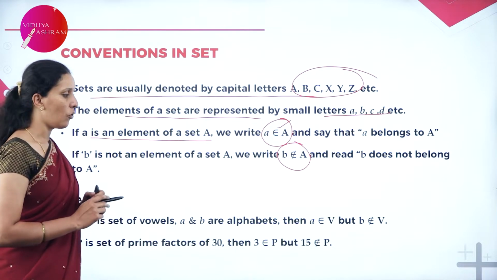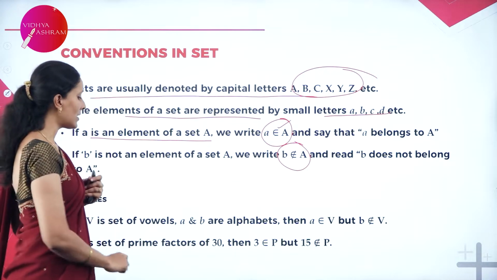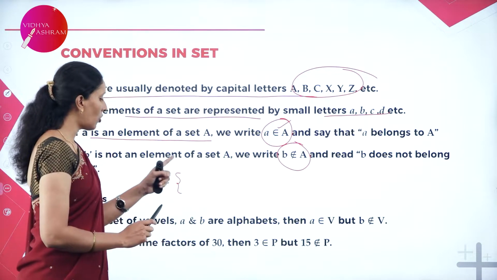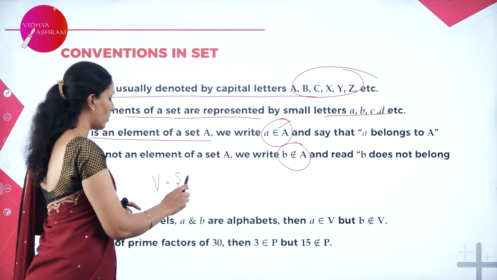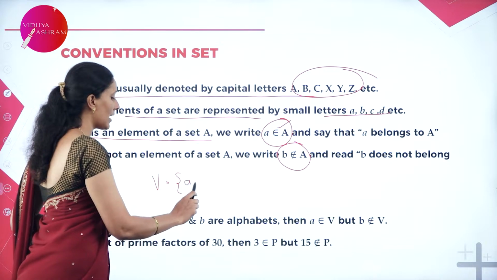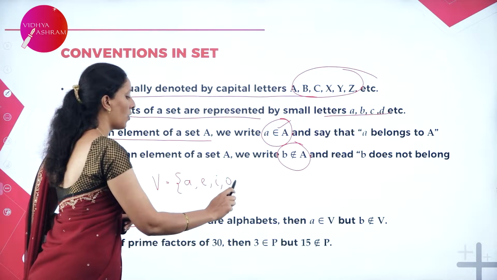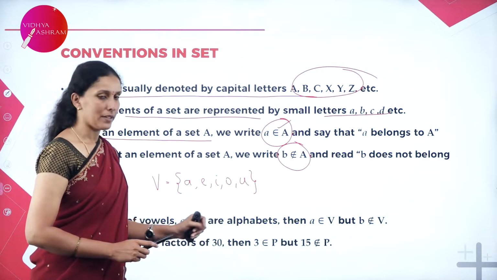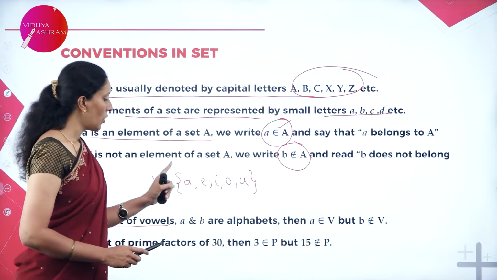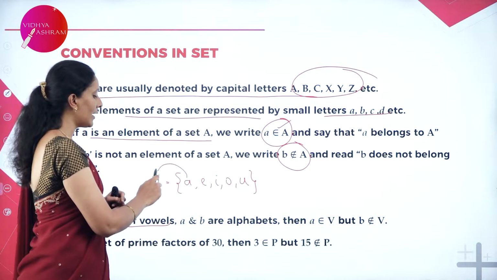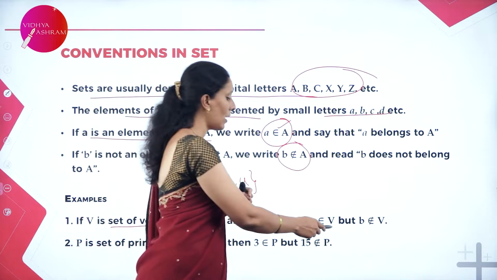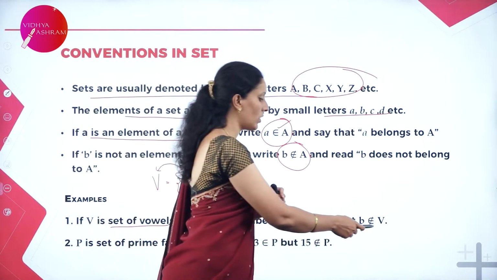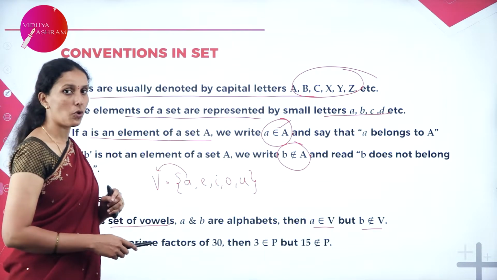Here are some examples. If V is the set of vowels, I denote the set by V, then write each and every element of V using commas. So the set of vowels is a, e, i, o, u. This is the set V. Now suppose a and b are alphabets. We can clearly say a is inside the set V. That is why we denote a belongs to V. But b is an alphabet that does not belong to V. That is why we symbolize it as b does not belong to V.